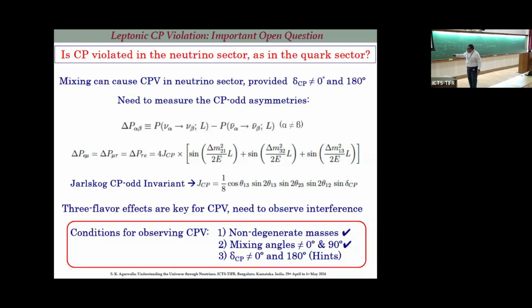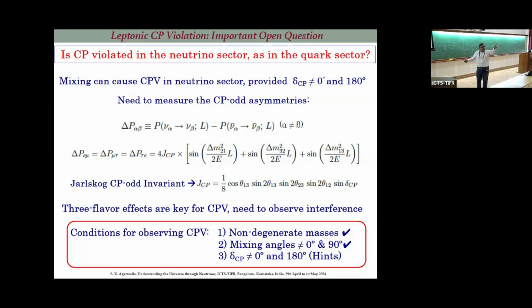Now, this CP odd asymmetry will be finite when you see the appearance of a new flavor. Look carefully, I am not writing alpha equal to beta. So this tells you that if you want to probe CP odd asymmetries, you need to rely on the appearance channel. And the best bet is your long baseline experiment because you produce a nu mu beam and you are looking for nu e in your detector, the electrons. Correct? So that's why long baseline experiments are one of the favorite bets to probe the CP odd asymmetries.